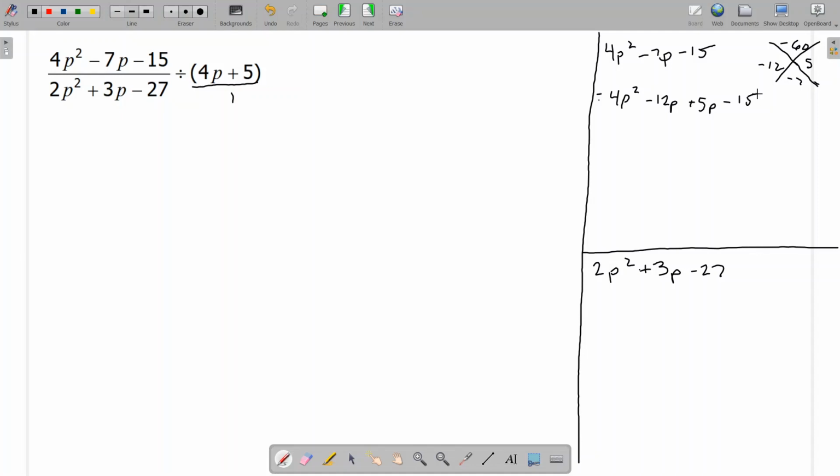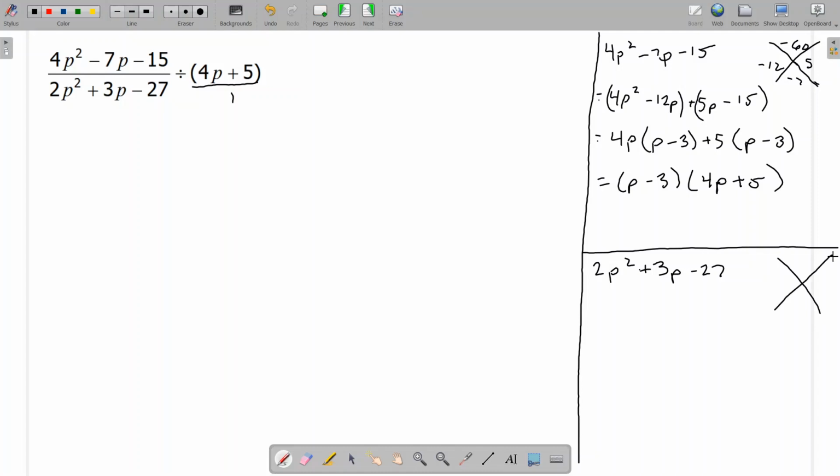So here's what we've got. We've got our four terms. Let's factor by grouping now. So if we factor out our GCFs, it's going to be 4p, which would leave us with p minus 3. And it would be just a 5, which leaves us again with p minus 3. So we get p minus 3 times 4p plus 5. So that's what the numerator factors into.